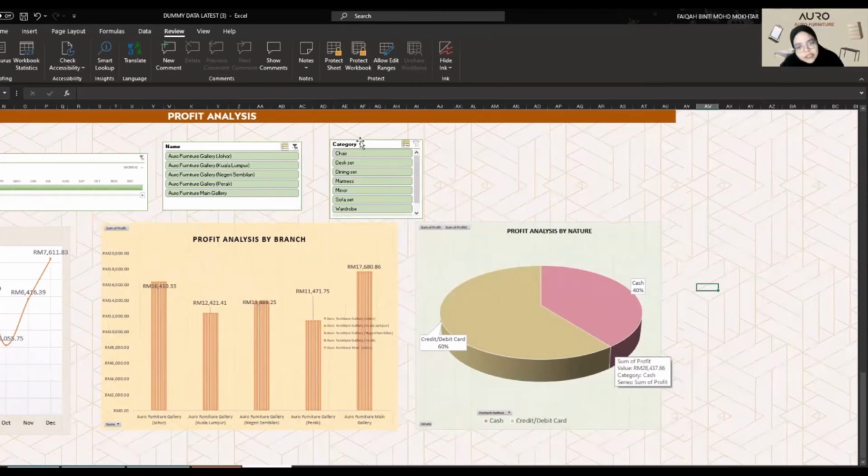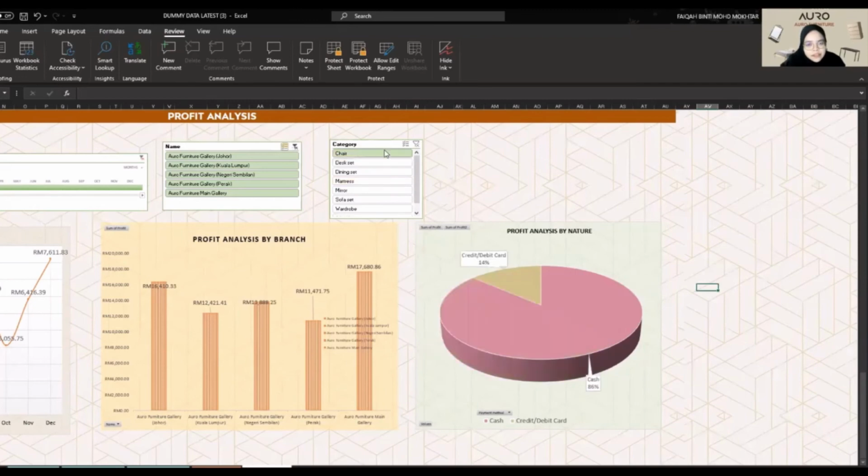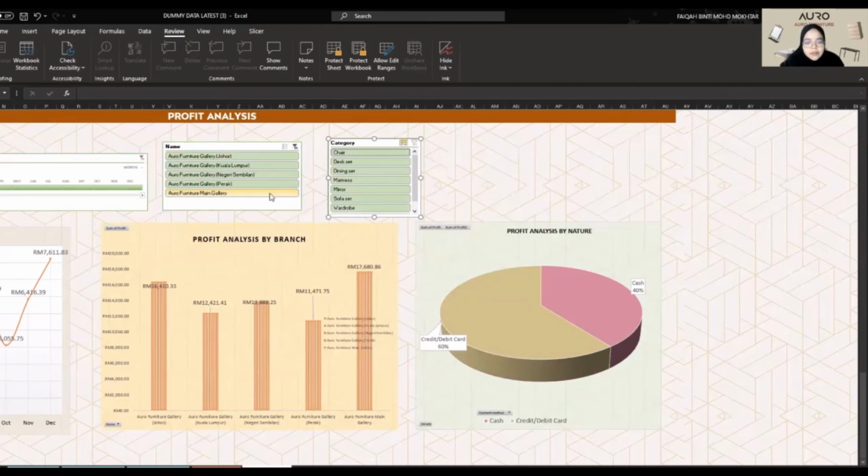If you want to look at a different category, or one category at a time, by clicking the chair category, we can see that the payment was mostly made by cash, which is 86% made by cash payment and 14% made by credit. We can also see how the profit was mostly made for each branch for all products. How the payment was made for the main gallery.